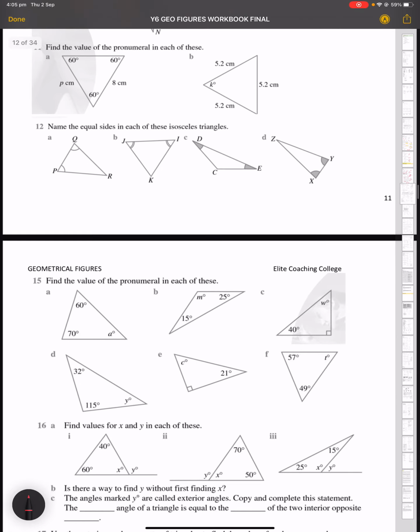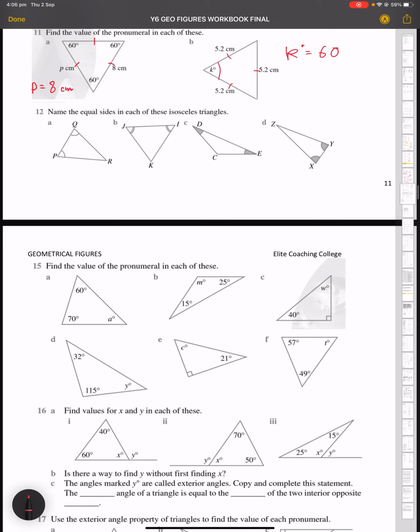Question 11, find the value of the pronumeral in each of these triangles. Okay, from question 11a, all the angles in this triangle are 60 degrees. 60 degrees means that this is an equilateral triangle, which means all the lengths of the sides are the same. So therefore P is equal to 8 centimeters. Question B, all of the lengths are the same, so that means that each of these angles must be the same. K degrees is equal to 60, because it's an equilateral triangle.